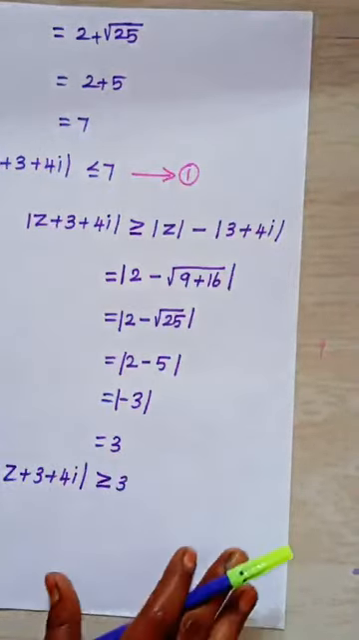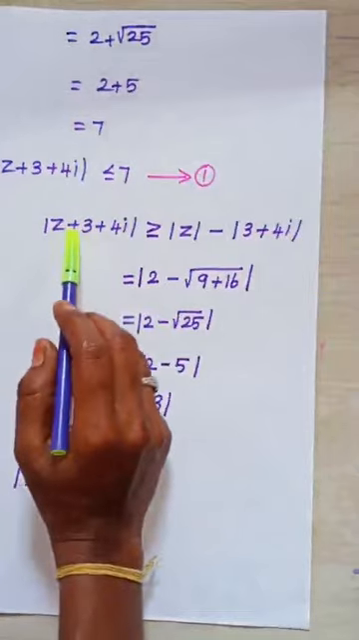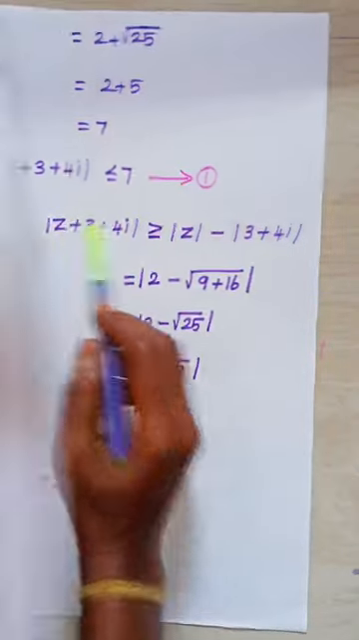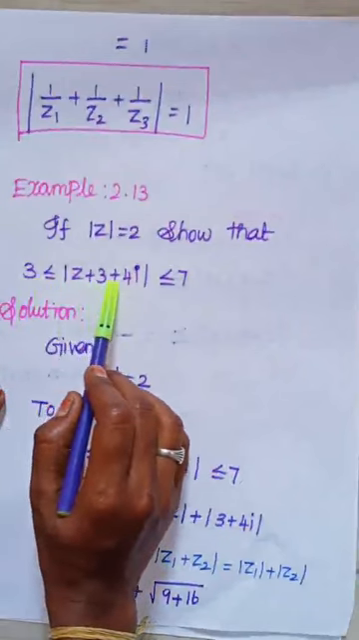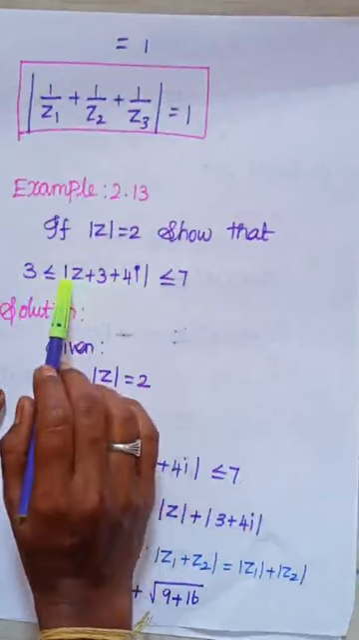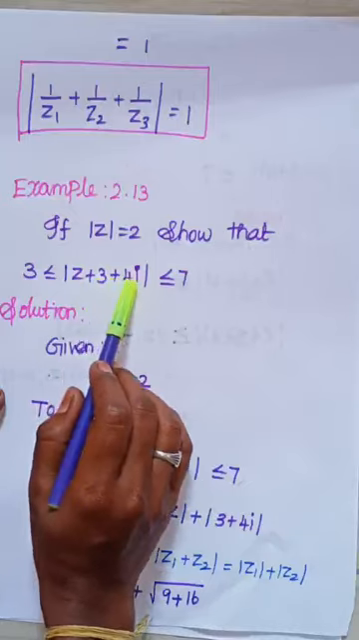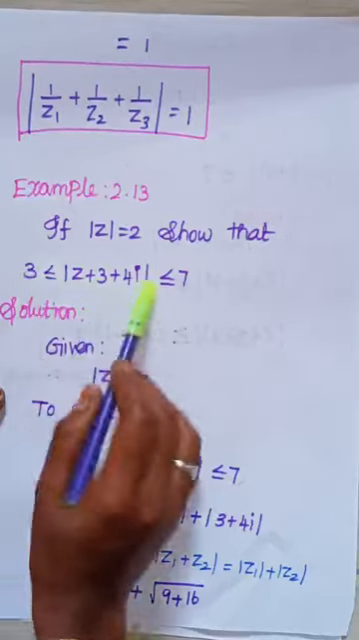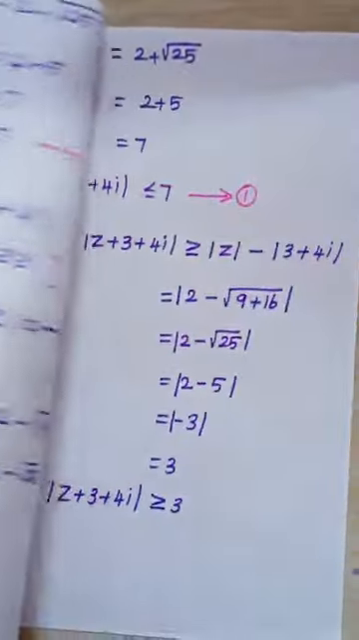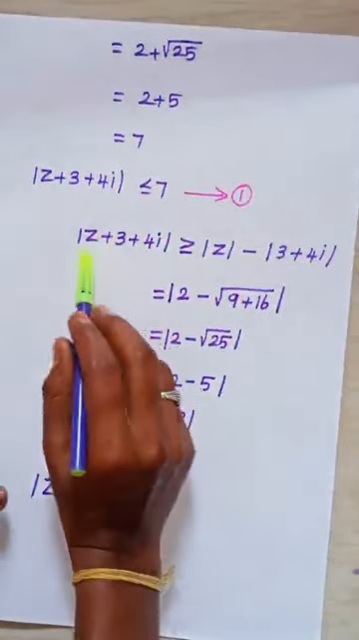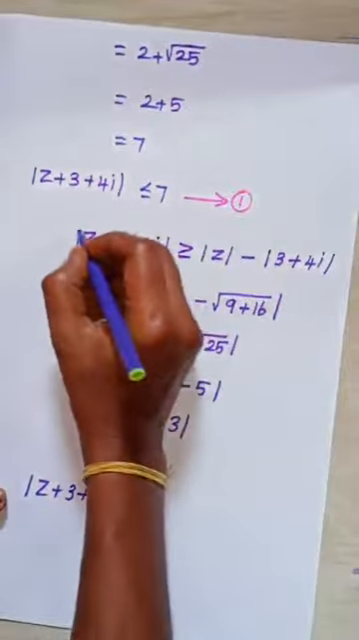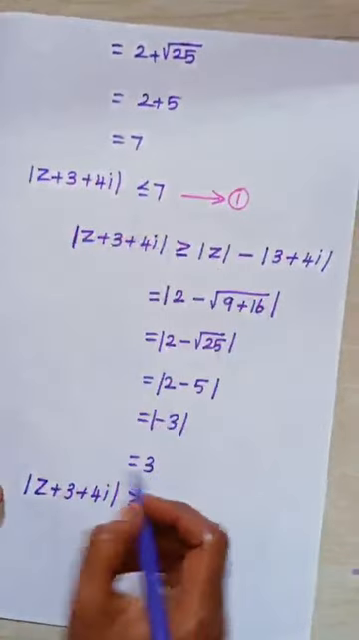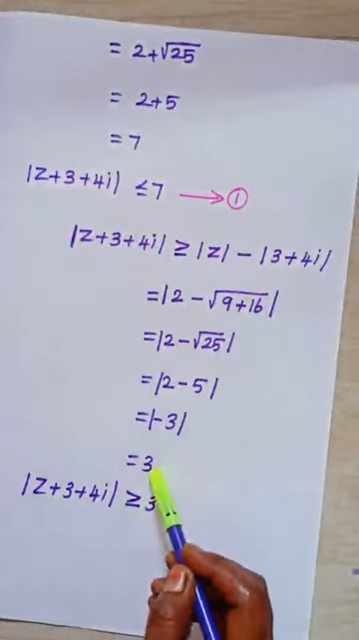Once again, consider the next inequality. The next inequality is 3 less than or equal to modulus z plus 3 plus 4i, or modulus z plus 3 plus 4i is greater than or equal to 3. Now, modulus z plus 3 plus 4i is considered, to prove that it is greater than or equal to 3.